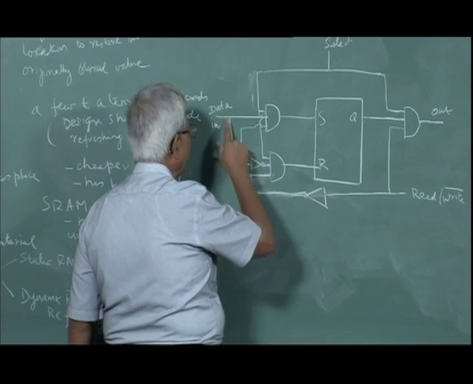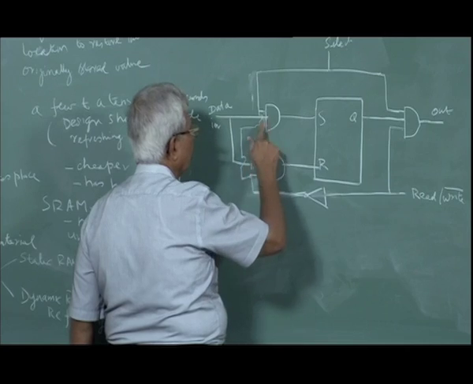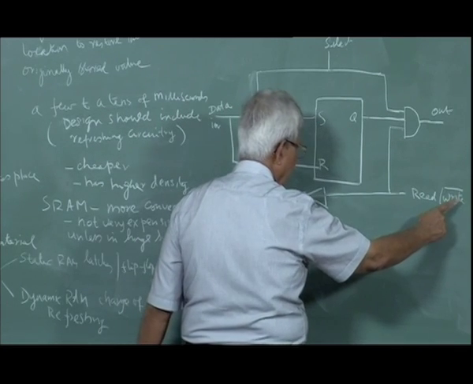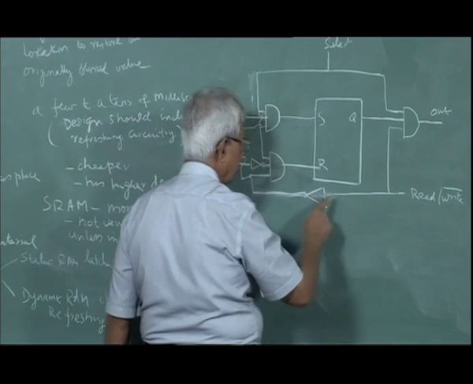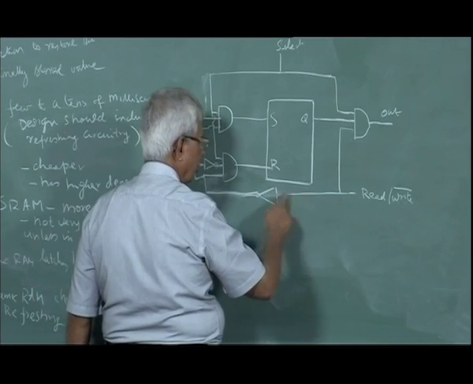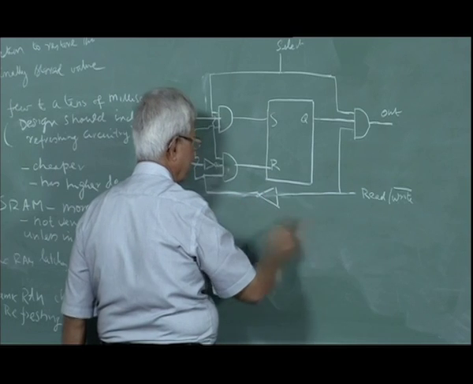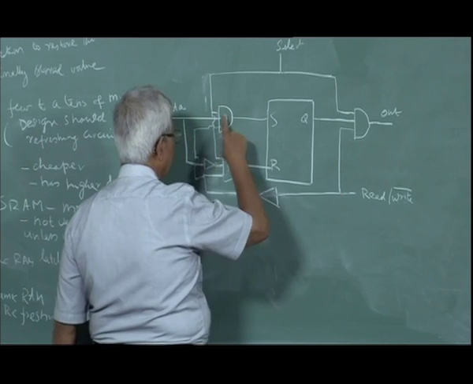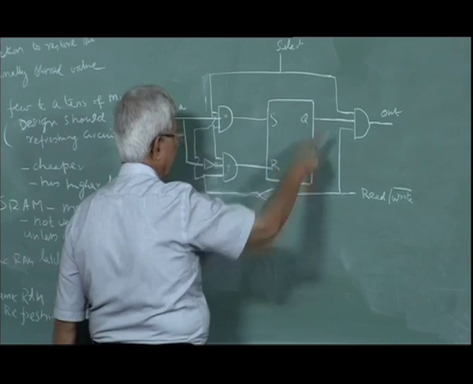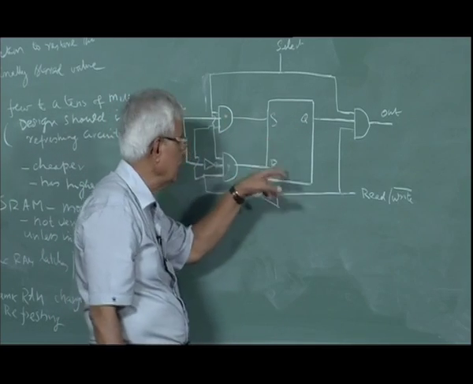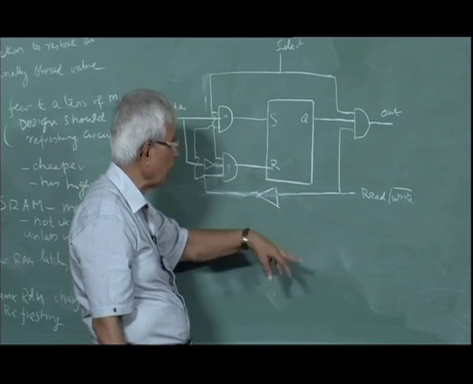Selector, the data will be enabled, this will go into SR. If it is write bar, read, this will become 1, this will become 0, so nothing happens. So write, this is 0, this is 1, so these two gates will be enabled. So putting data into this means a writing operation, reading from the data is a read operation.